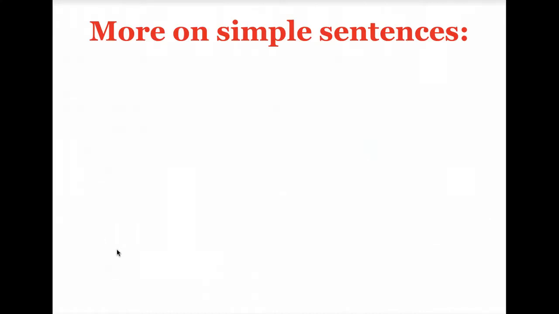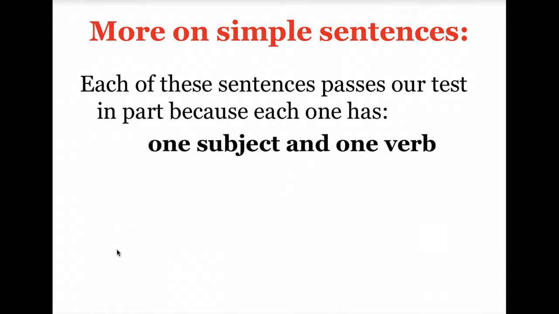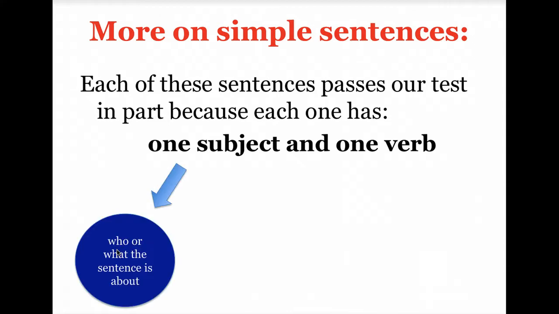More on simple sentences now. So, each of these sentences passes our test in part because each one has the two things that are necessary in order to create a simple sentence or an independent clause. One subject and one verb. What's a subject? Subject just basically tells us who or what the sentence is about. So in the case of Jennifer likes horses, Jennifer's our subject, right? Because that's who or what the sentence is about.